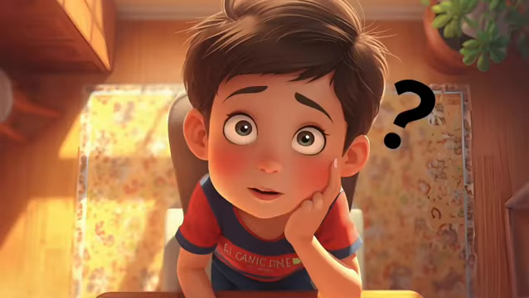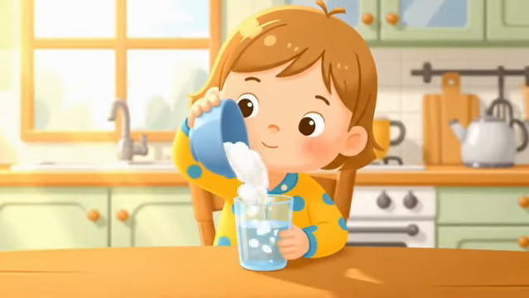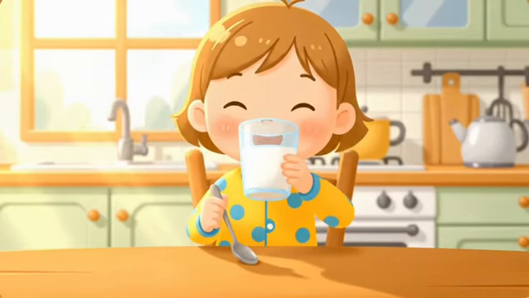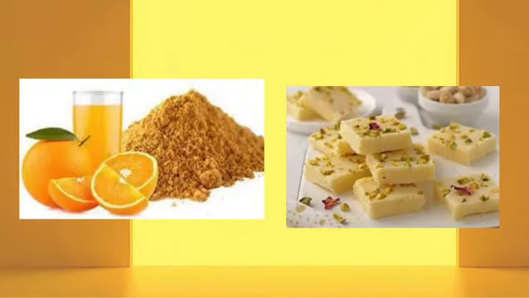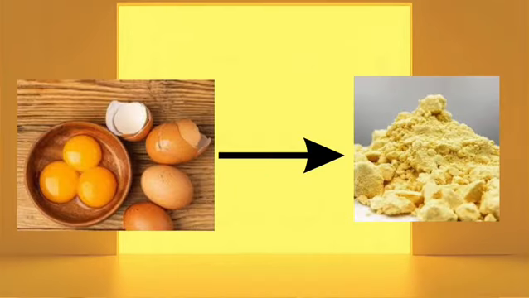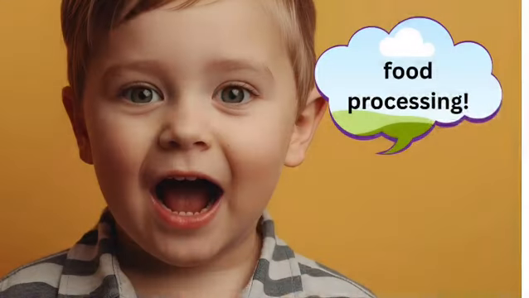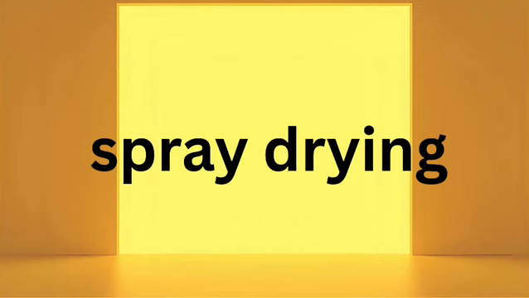Have you ever wondered how milk can be turned into milk powder that stays fresh for months? Or how fruit juices become powders for smoothies, drinks, or desserts? How do liquid eggs become convenient, shelf-stable powders for baking and ready-to-eat foods? The secret lies in an incredible food processing technique called spray drying.